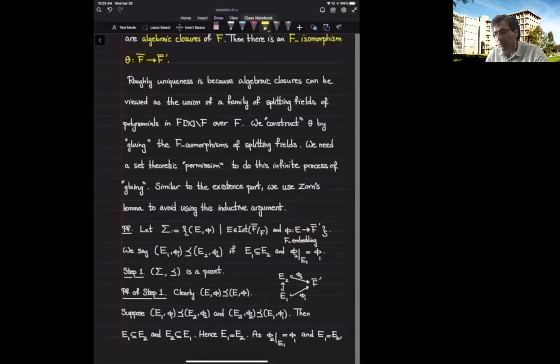Now, if we want to find an isomorphism between these two fields, we can use uniqueness of splitting fields up to isomorphisms and then glue these isomorphisms together. So that can be a scheme of proof. But as you can see, we have an infinite family of splitting fields that we need to work with.